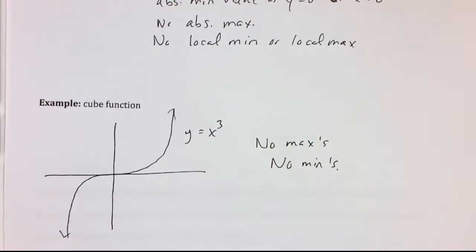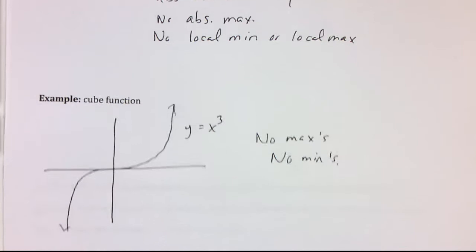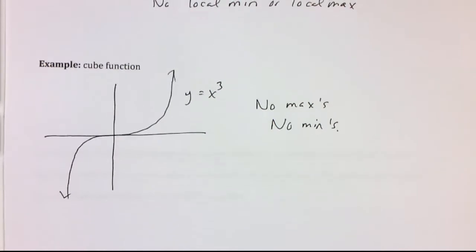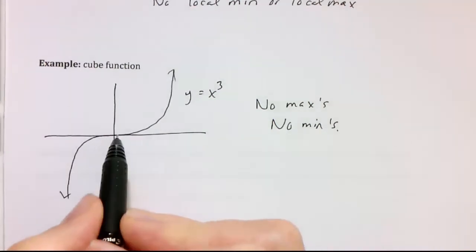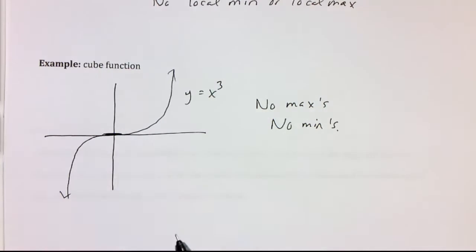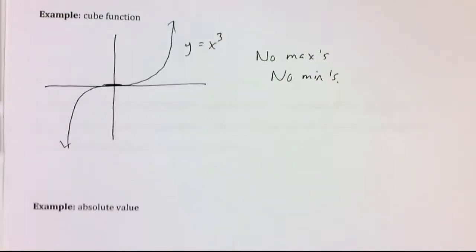Cube function is an important example. We're going to come back to it again later, because of something that happens here at the origin. We've got a horizontal tangent line here, yet this is not a max or a min of any kind.